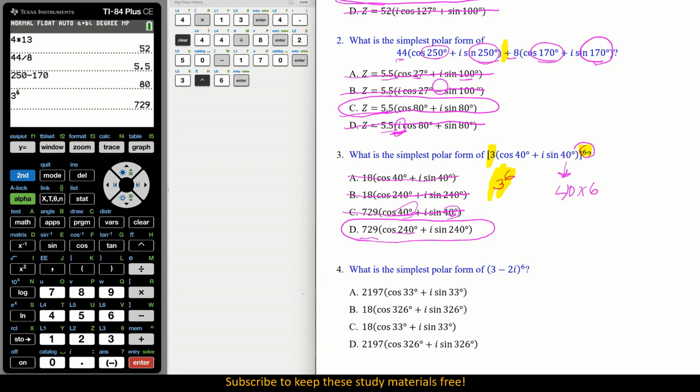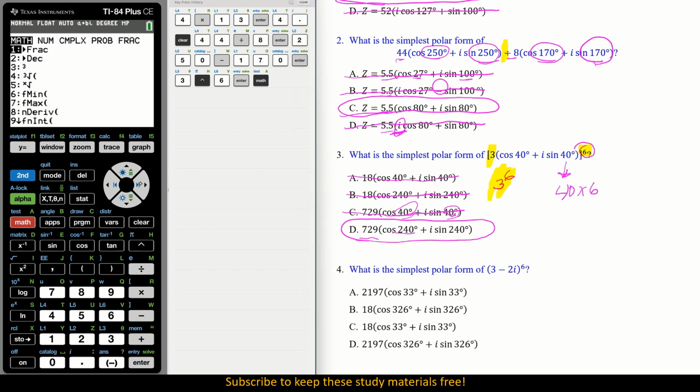Now let's look at number 4. What is the simplest polar form of, okay, 3 minus 2i to the 6? All right. Well, in this case, we need to figure out what is R and what is theta. What is the degree that we are initially working with? Well, we know how to do that. Our calculator will tell us.